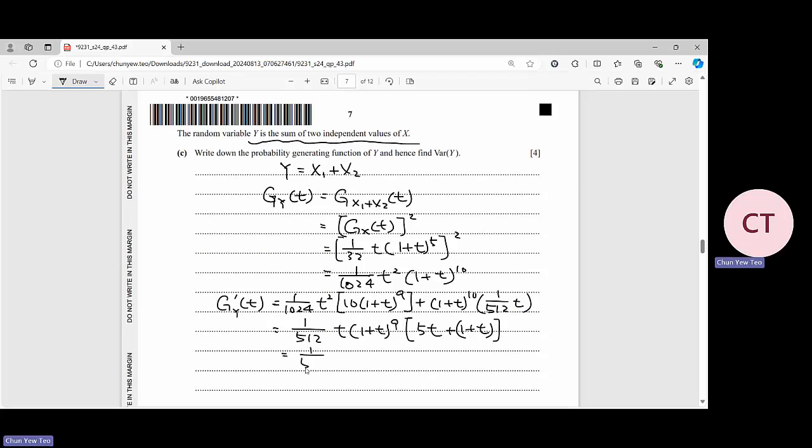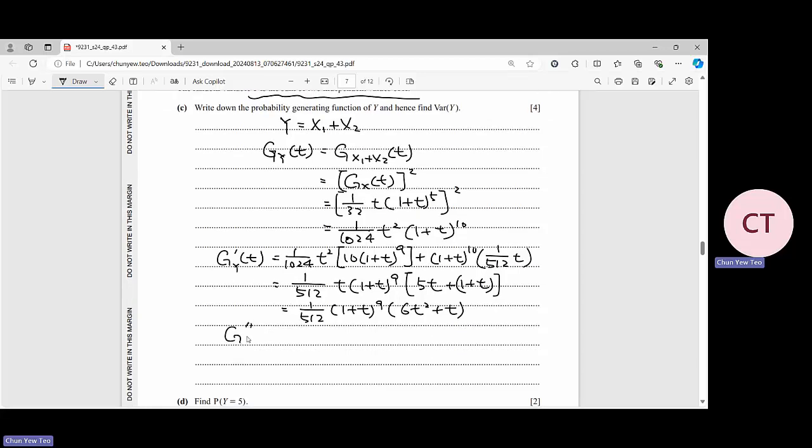So at the end, you get 1 over 512. I just multiply this inside here. So I just combine them together, make it become (1 plus t) to the power of 9, and we have 6t squared plus t. So this will be my G prime. To find variance, we need to find the G double prime. So to find the G double prime, we have to keep the left, differentiate the right, 12t plus 1, plus keep the right, differentiate the left.